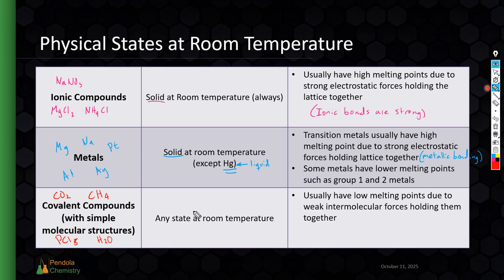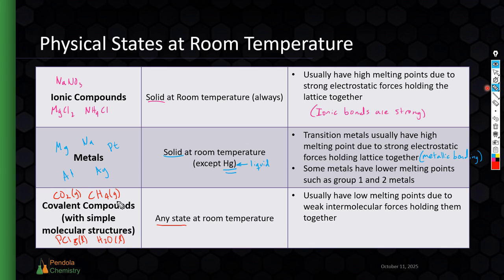Now, these can have any state of matter at room temperature. We have different elements or different compounds that have different states of matter. Carbon dioxide, for example, is a gas at room temperature. So is methane. Water is a liquid at room temperature, and so is PCl5.